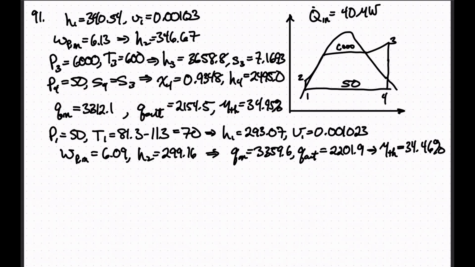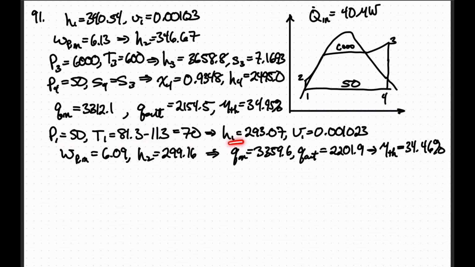Now they asked us a follow-up question: what if the liquid enters the pump at 11.3 degrees cooler than a saturated liquid at the condenser pressure? What we can do is figure out the saturation temperature at the inlet here, and that turns out to be 81.3 degrees C. So we can subtract off our 11.3, and we get that it enters the pump at 70 degrees C instead of 81.3. And so now we have a pressure and a temperature at 1.